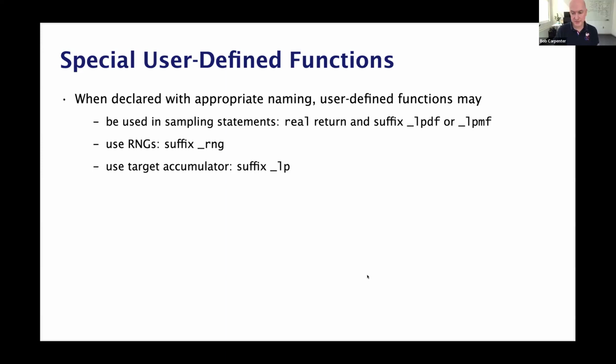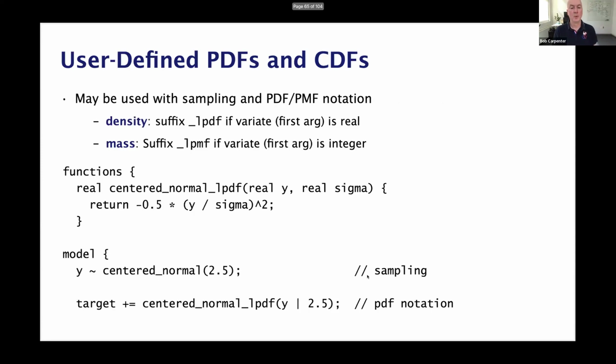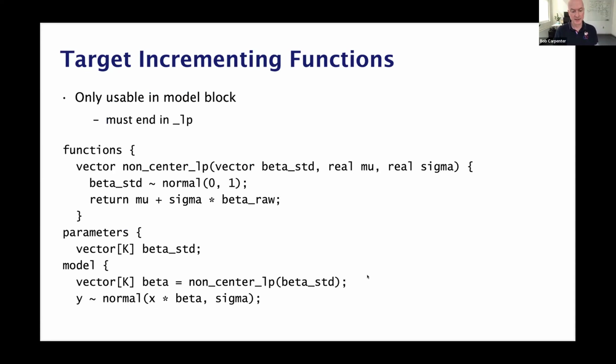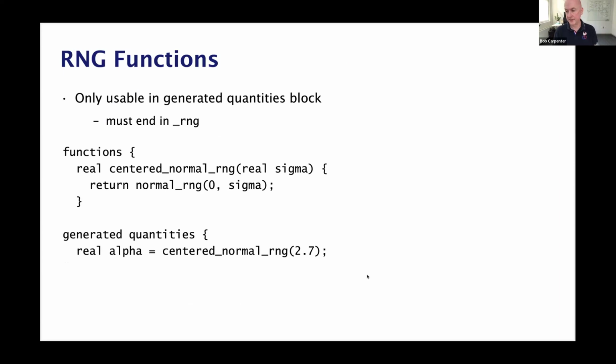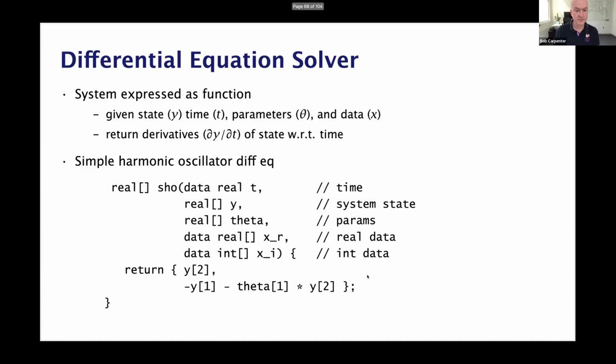Right, we have special user-defined functions to increment PDFs for RNG, so everything can work well with the language. You can define your own PDFs and CDFs and use sampling notation with them. The target increment function, yeah, that's very technical. The random number generation, we can only use that in transformed data and in generated quantities. It doesn't really make sense to do random number generation in the model block. At least if we did, we'd have to do a bunch of reparameterization gradient tricks, right?